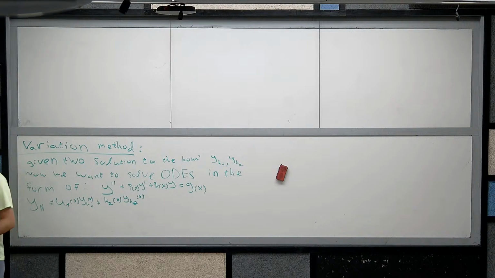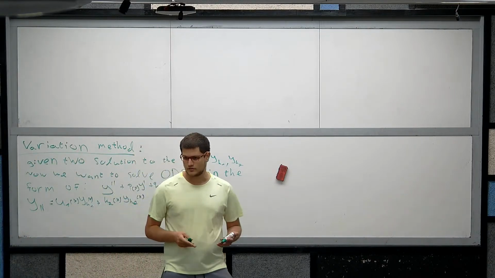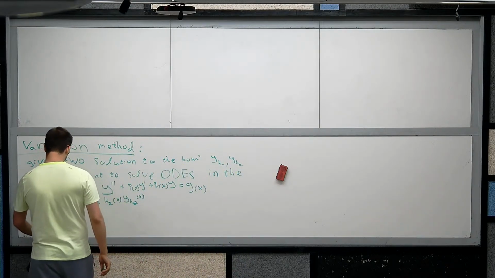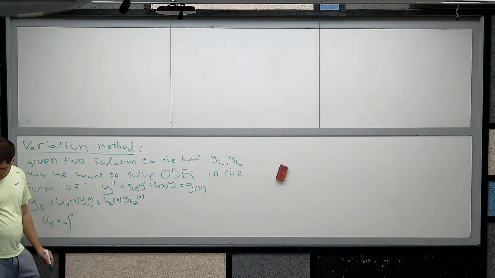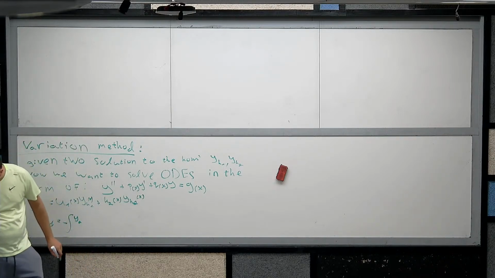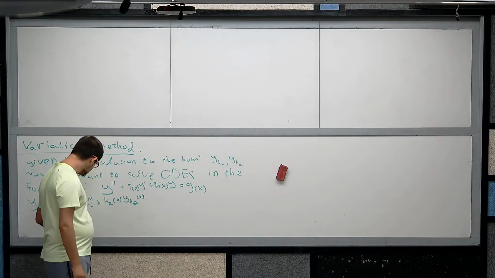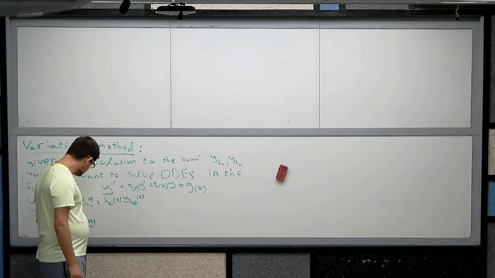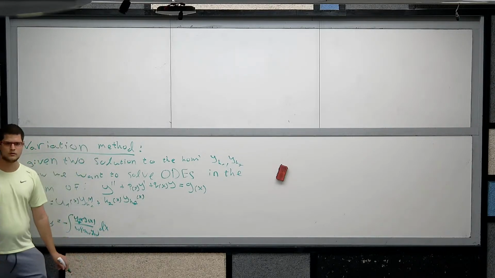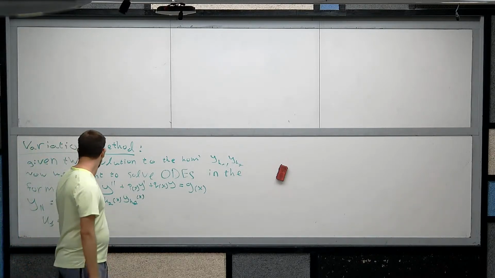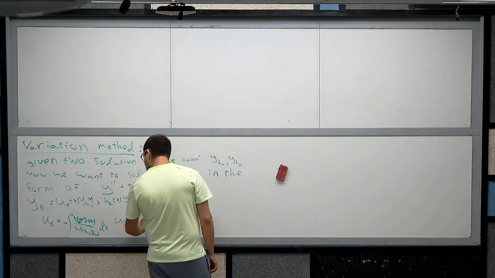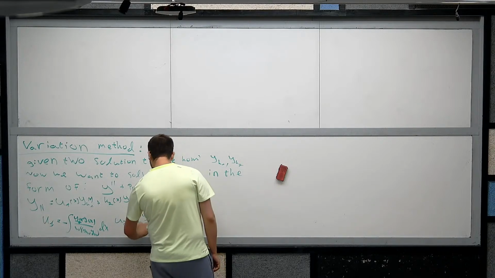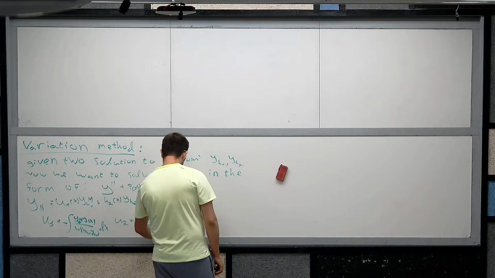And with that ansatz, that is actually the smart idea here, I can get that u1 is equal to minus the integral of y_h2 g of x divided by the Wronskian of y_h1 y_h2 dx. Okay? And u2 is supposed to be the integral of y_h1 g of x divided by the Wronskian of y_h1 y_h2 dx.